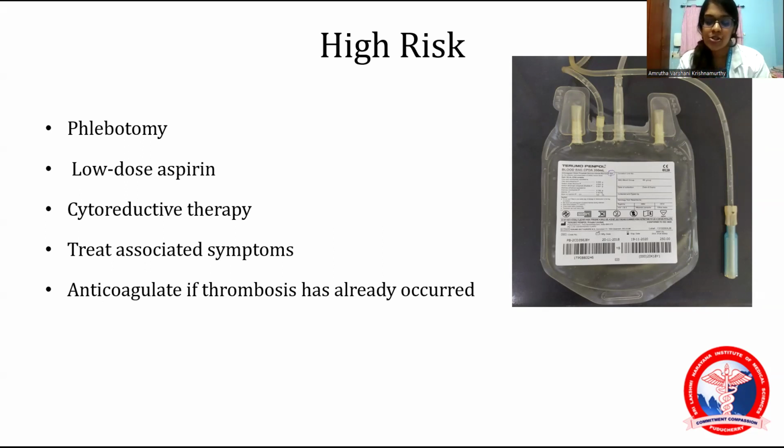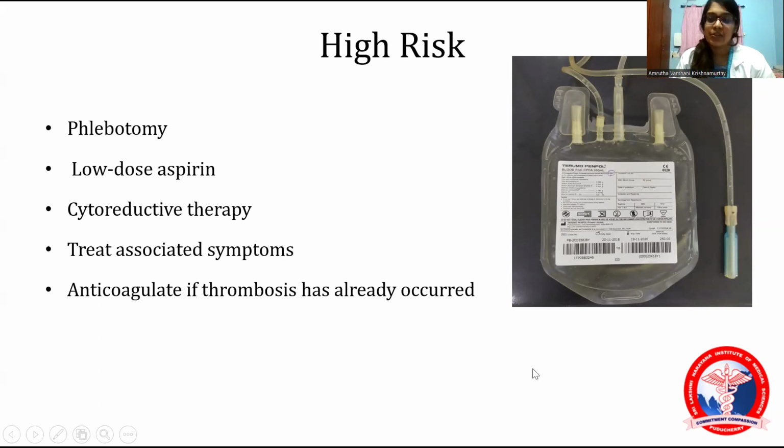So phlebotomy is based on the patient's hematocrit. Target hematocrit in males is 45%. Target hematocrit in females is 42%. And we also give low dose aspirin, which is 50 to 100 mg. Normally we give 75 milligrams of aspirin.